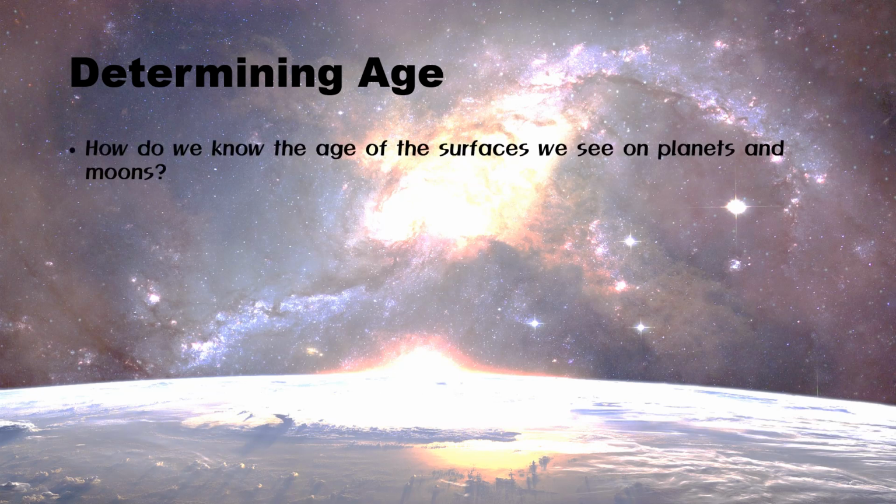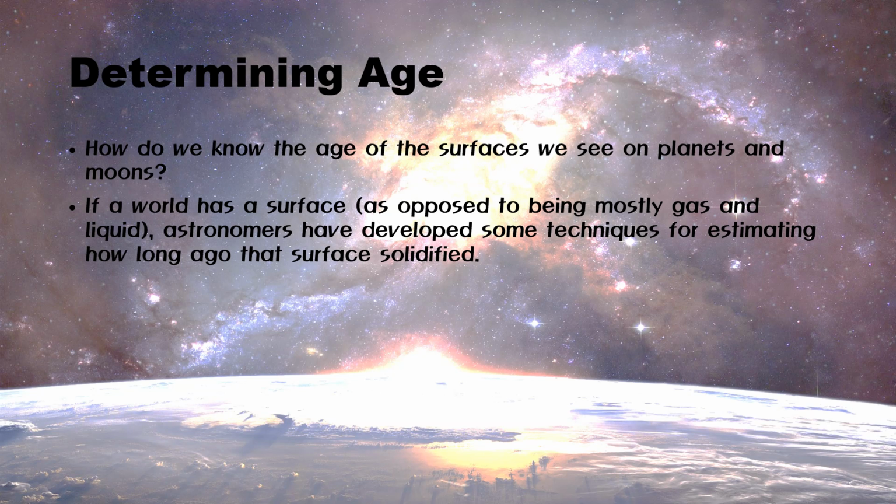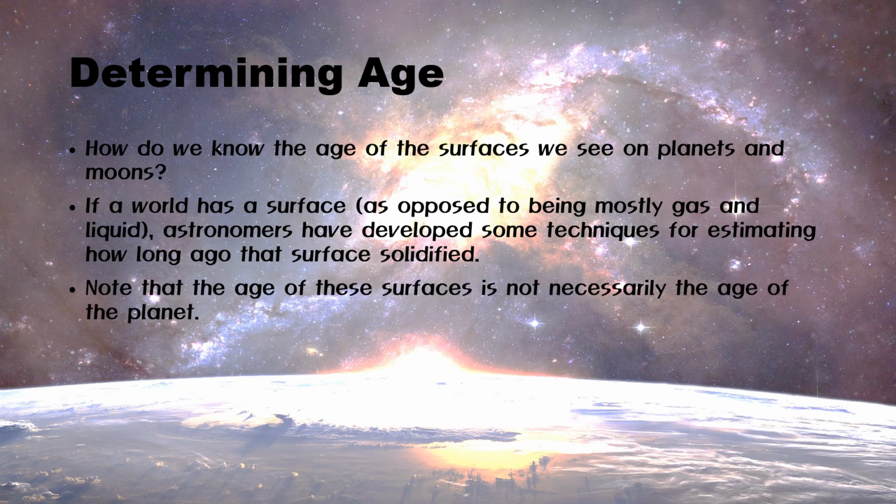Well, the easiest way to start saying this is, well, how do we know the age of the surface we see on planets and moons? Because we can't obviously just look at the Earth's core, but we can look at its surface. So if a world has a surface, as opposed to being mostly gas and liquid, such as Jupiter or Saturn, astronomers have developed some techniques for estimating how long ago that surface solidified. Now note that the age of the surface is not necessarily the age of the planet. And we'll talk about why that is.